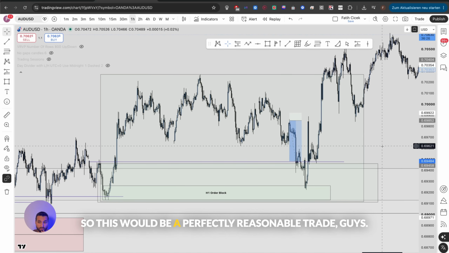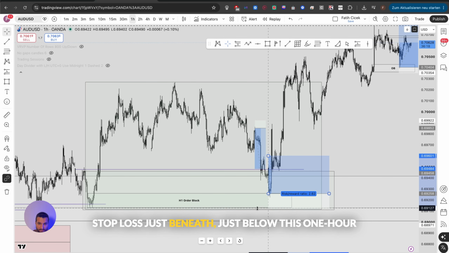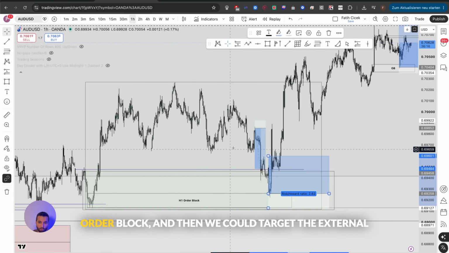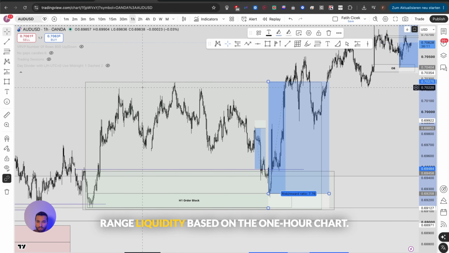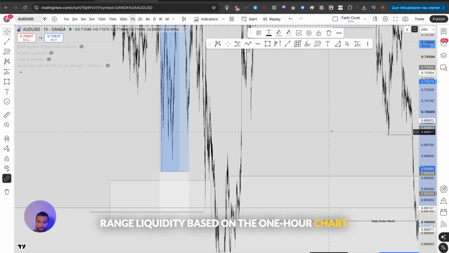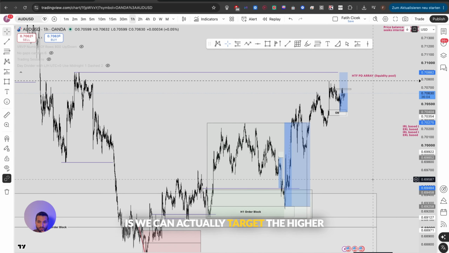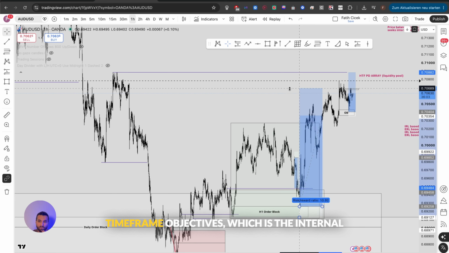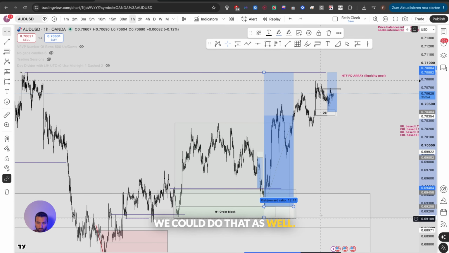So this would be a perfectly reasonable trade, guys. We could position ourselves here, put our stop loss just below this 1 hour order block, and then target the external range liquidity based on the 1 hour chart. And if we're patient, we can actually target the higher time frame objectives, which is the internal range liquidity based on the daily chart. Okay, we could do that as well.